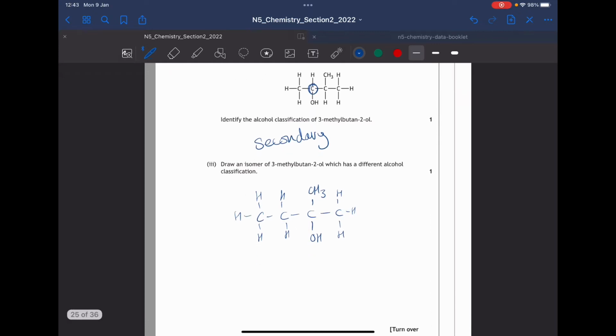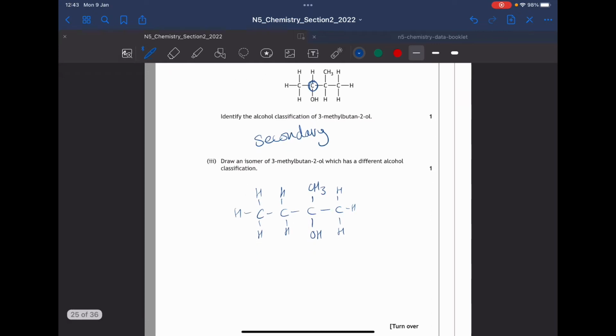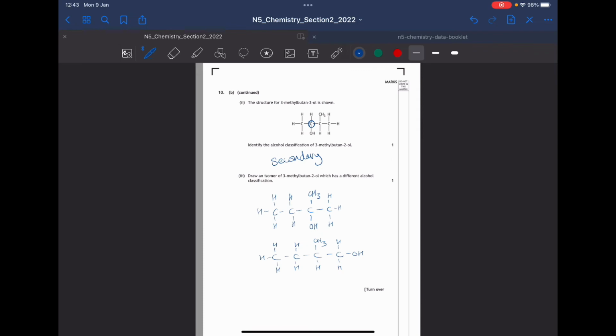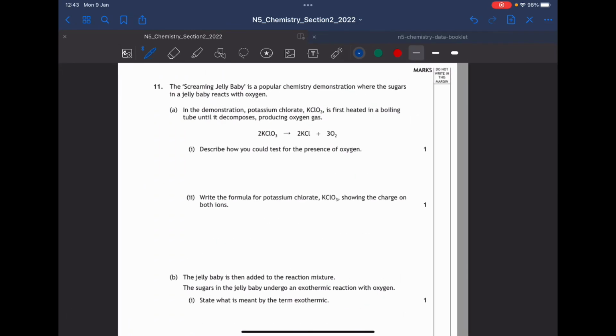And that's it. You could also draw the primary, which would be 1, 2, 3, 4, and we just put the hydroxyl on the end. So you could have done that instead. Either of those is fine. Yeah, it's quite a tricky one for an isomer drawing question, to be honest.